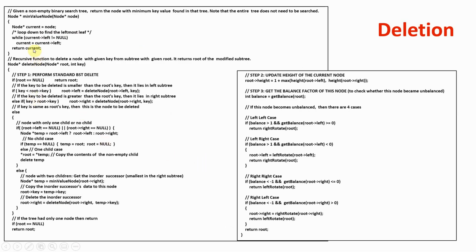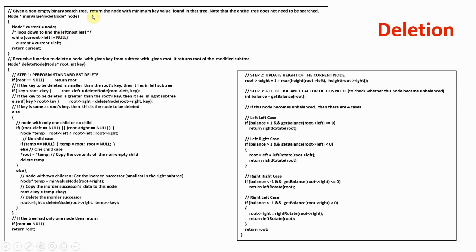This is the function for the deletion operation. Again, you can see that we have some help functions to find the minimum value node. Okay, so why do we need this? Because you remember that for deleting in a BST, we either have to find the successor of the node or predecessor of the node.